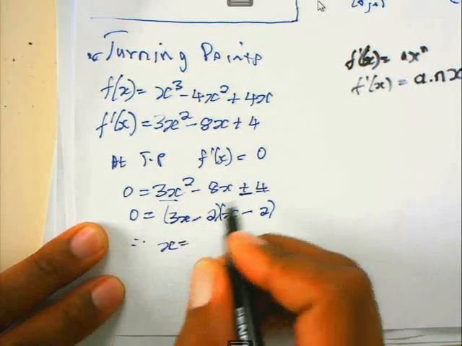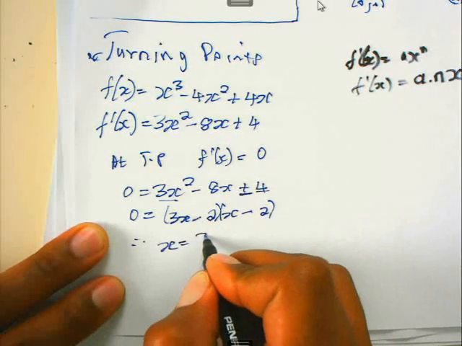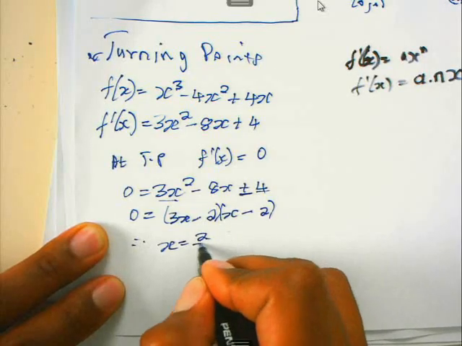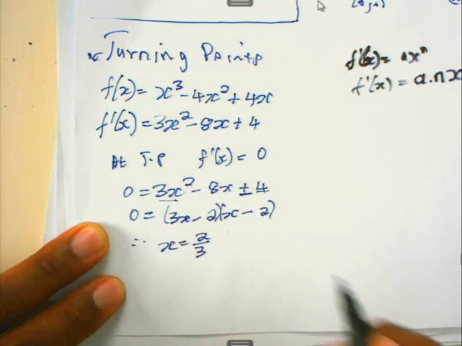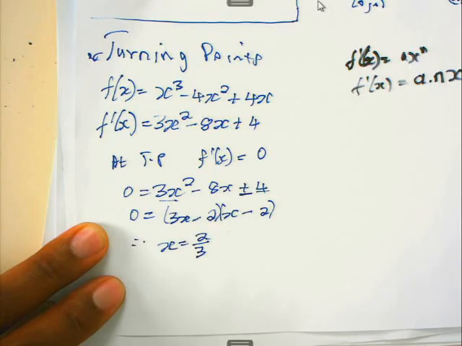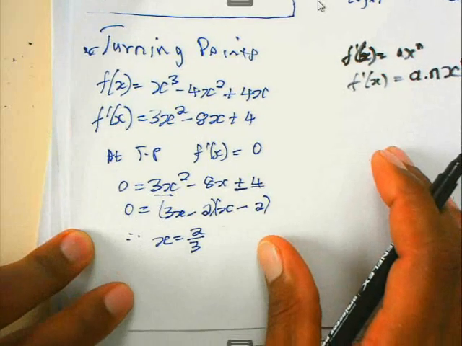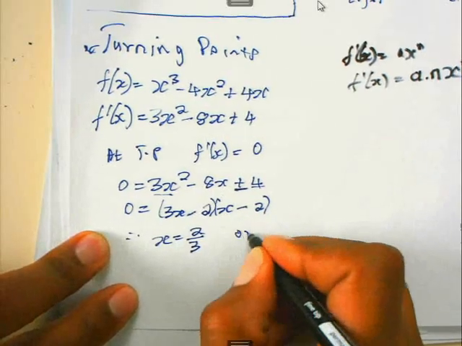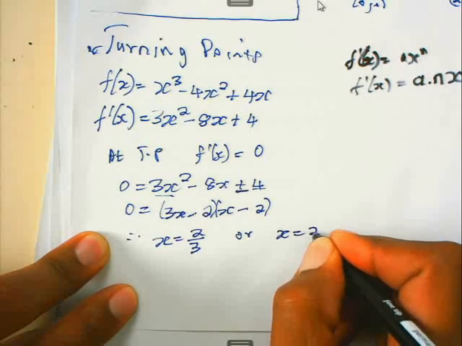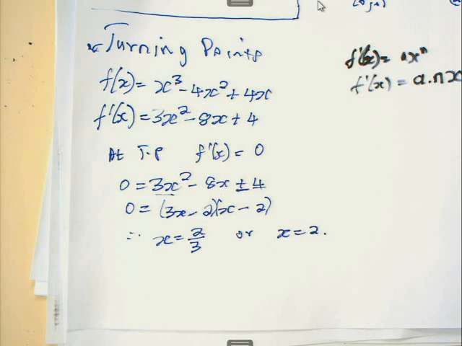Therefore, x is equal to what? We take 2 to the other side. It becomes positive. And then we divide by what? We divide both sides by 3. That is why we have x is equal to 2 divided by what? 2 divided by 3. Right. Of course, the other one here is what? x is equal to 2. Right. Are you happy with the x values at the turning points?